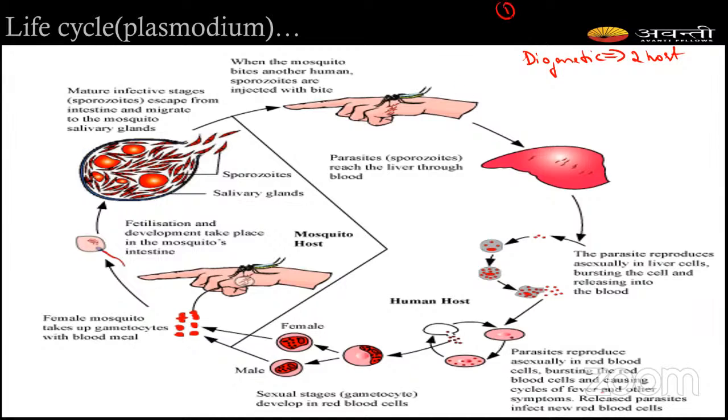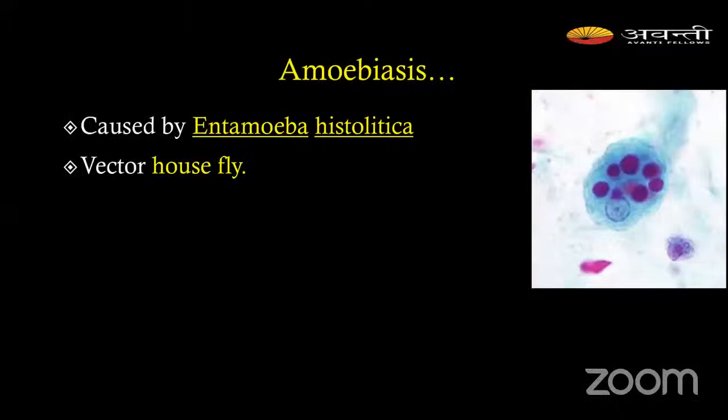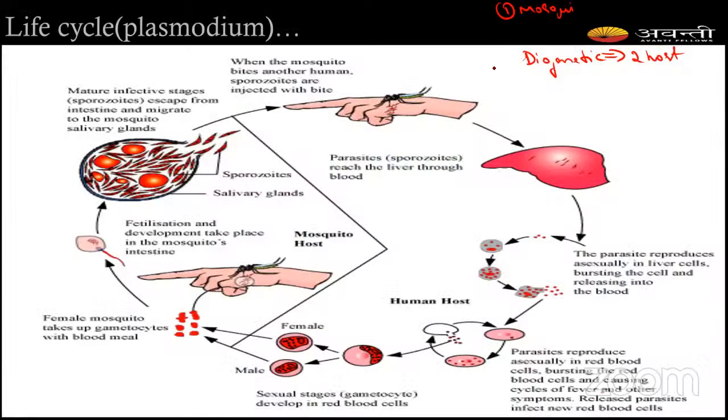One host is the mosquito. It is not at all going to affect the mosquito. But the other host is the humans, right? For humans, it is going to cause damage, right? So that's why we'll call it the biological host. The biological host of the malaria parasite is humans.